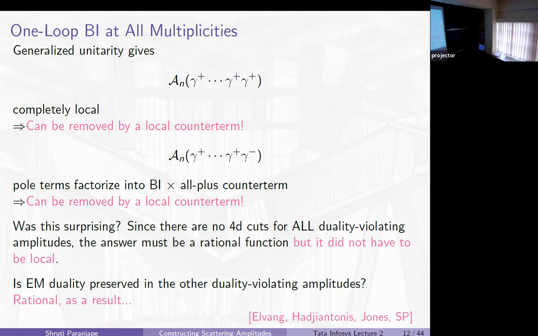The one thing I didn't quite appreciate is that in the previous all plus case, that polynomial piece was actually divergent. No, everything is rational. Everything is non-divergent because they're all duality violating amplitudes. But I'm calling it a counterterm just because it's local. It means you can actually add something to your Lagrangian that removes it. That's how I'm using the word counterterm.